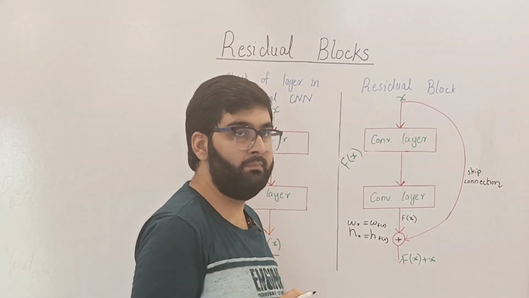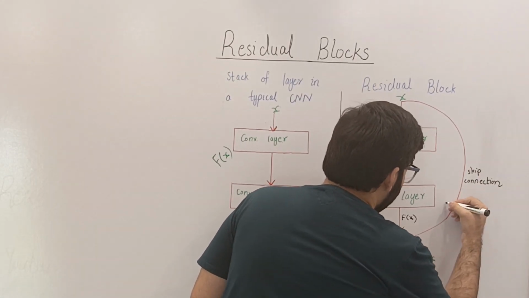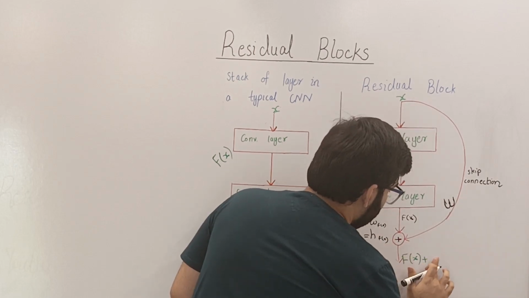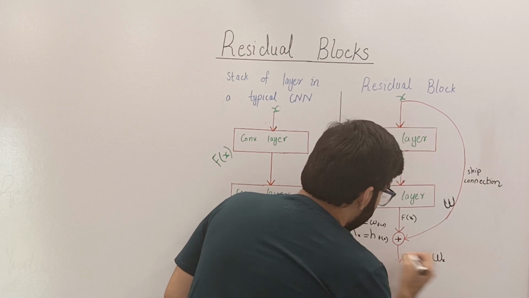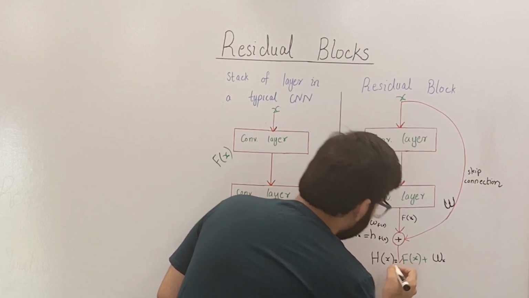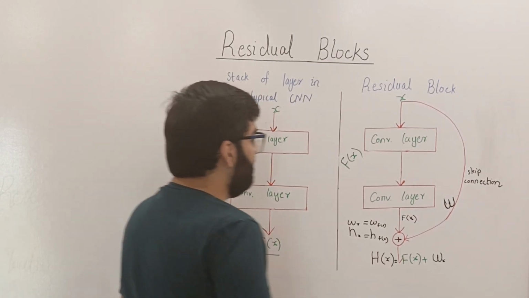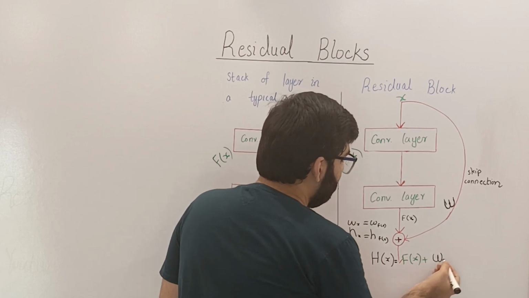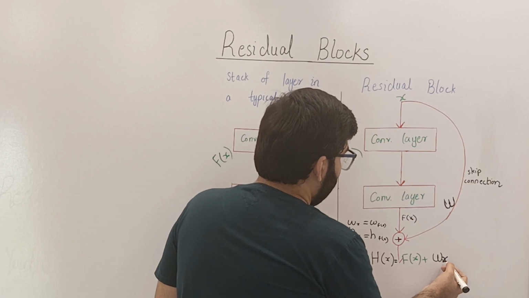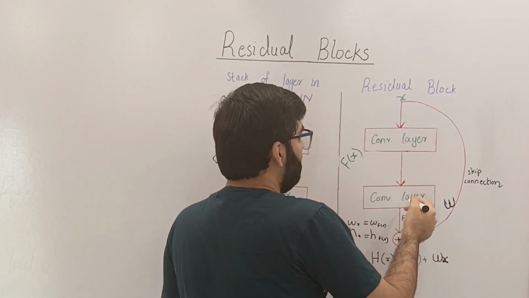So to solve that problem, we can multiply x by a weight matrix. That is, a weight matrix is applied on x here, and it becomes Wx. It is common to write it as h of x. Essentially, a typical CNN block is learning f of x, whereas this block is learning f of x plus Wx, W applied on x.